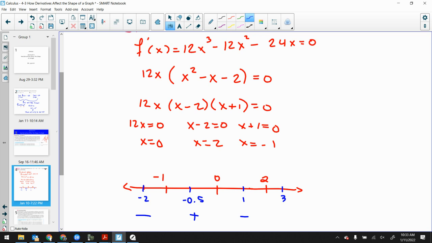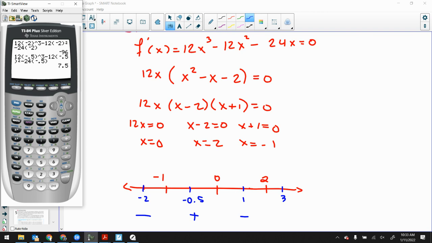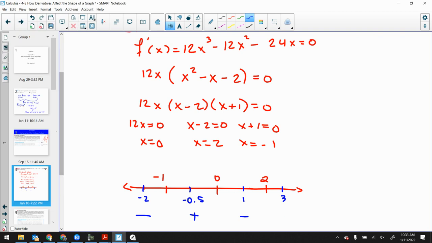And then we check 3. Now that I got to plug in. 12 times 3 cubed minus 12 times 3 squared minus 24 times 3. Just double check that. All right, 144. Positive. 144. Now, what does that tell me?